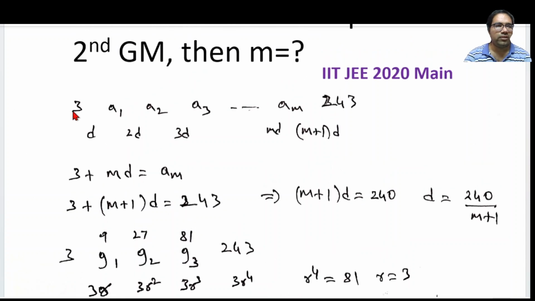Now 3 plus md is am, and 3 plus (m plus 1)d is 243 because these are m arithmetic means. Now, if we simplify this, 3 plus (m plus 1)d is 243. That means (m plus 1)d equals 240, that is 243 minus 3. That means d equals 240 by (m plus 1).